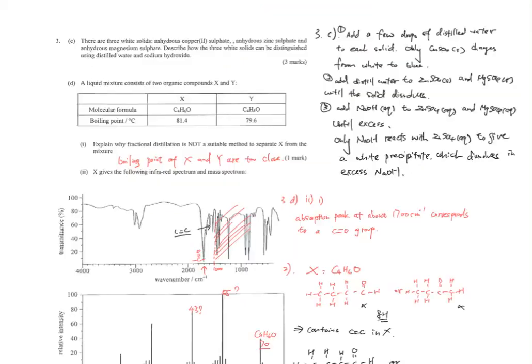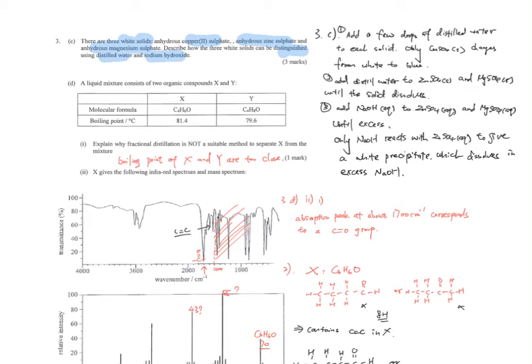Okay, let's go to 3C. There are 3 white solids, remember: anhydrous copper 2 sulfate, anhydrous zinc sulfate, anhydrous magnesium sulfate, and then below asks you to describe these 3. How can you distinguish them by using distilled water and sodium hydroxide solution?